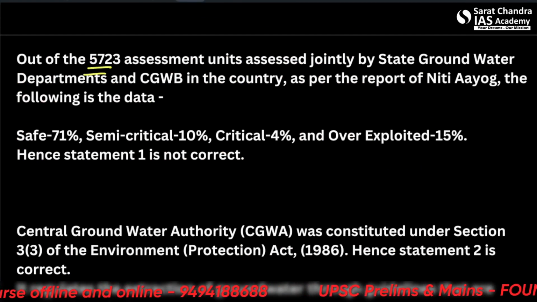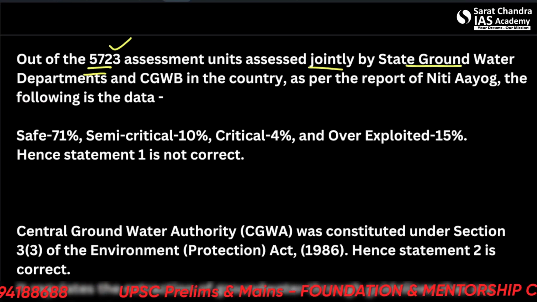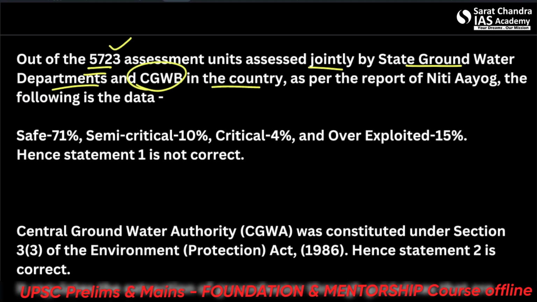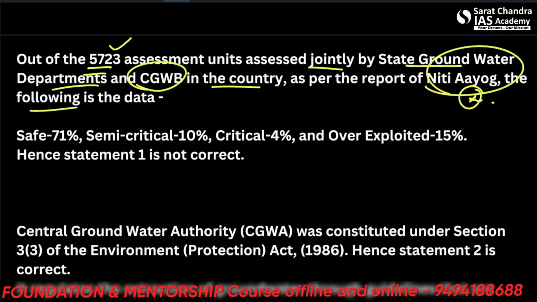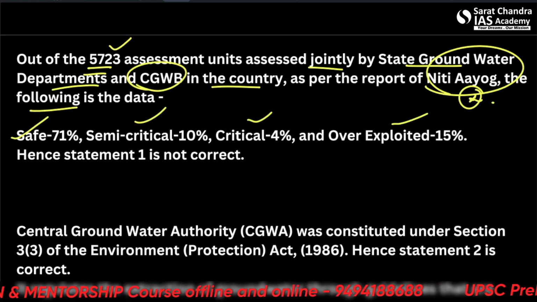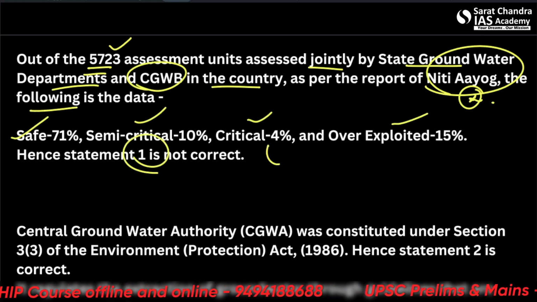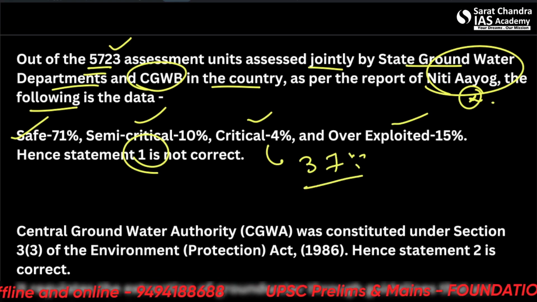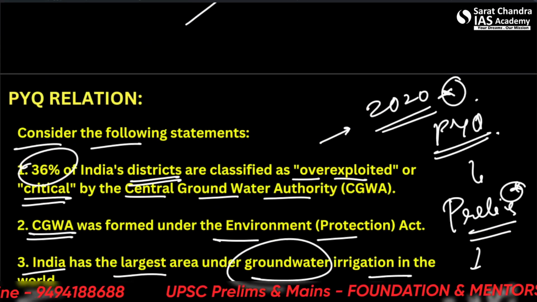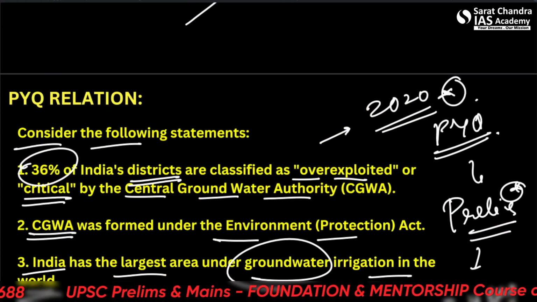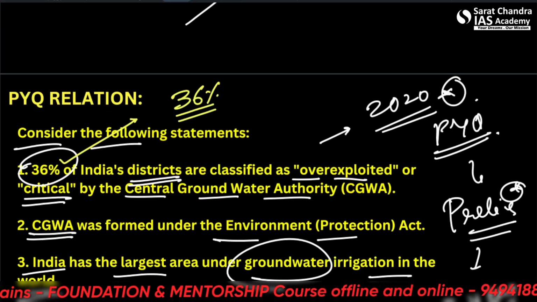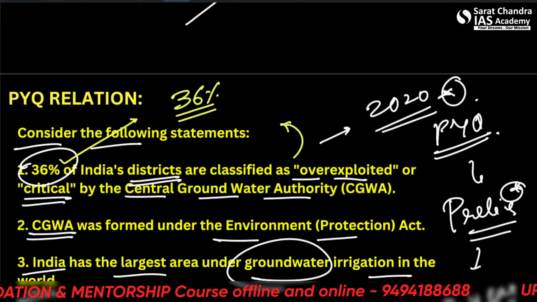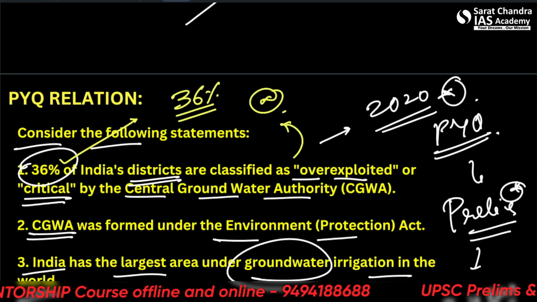So out of 5,723 assessment units jointly assessed by the state groundwater departments and CGWB in the country, as per the report of Niti Aayog, Niti Aayog, very important body, the following is the data: safe, semi-critical, critical and overexploited. So statement 1 is not correct. It places 37% here. Usually in elimination techniques, we are taught that if a question is giving specific data, it must be correct. It's giving very specific data, 36% are critical or overexploited. So here the elimination technique fails, let's say.